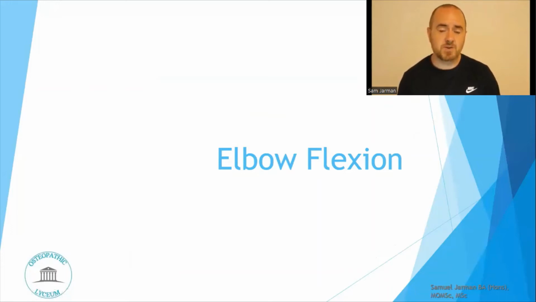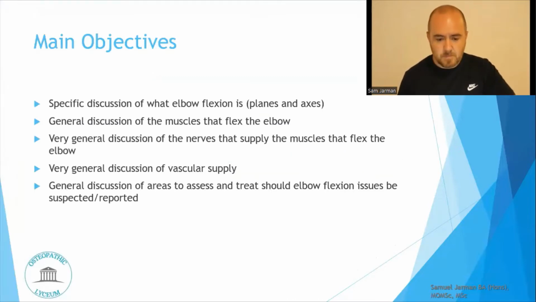Once again, continuing with our discussions of anatomy with respect to motion, or motion being the central part of our network of meaning or our semantic network, we're looking at elbow flexion. Now, our main objectives here: a specific discussion of what elbow flexion is with respect to planes and axes, a general discussion of the muscles that flex the elbow, and very general discussions of the nerves that supply these muscles.